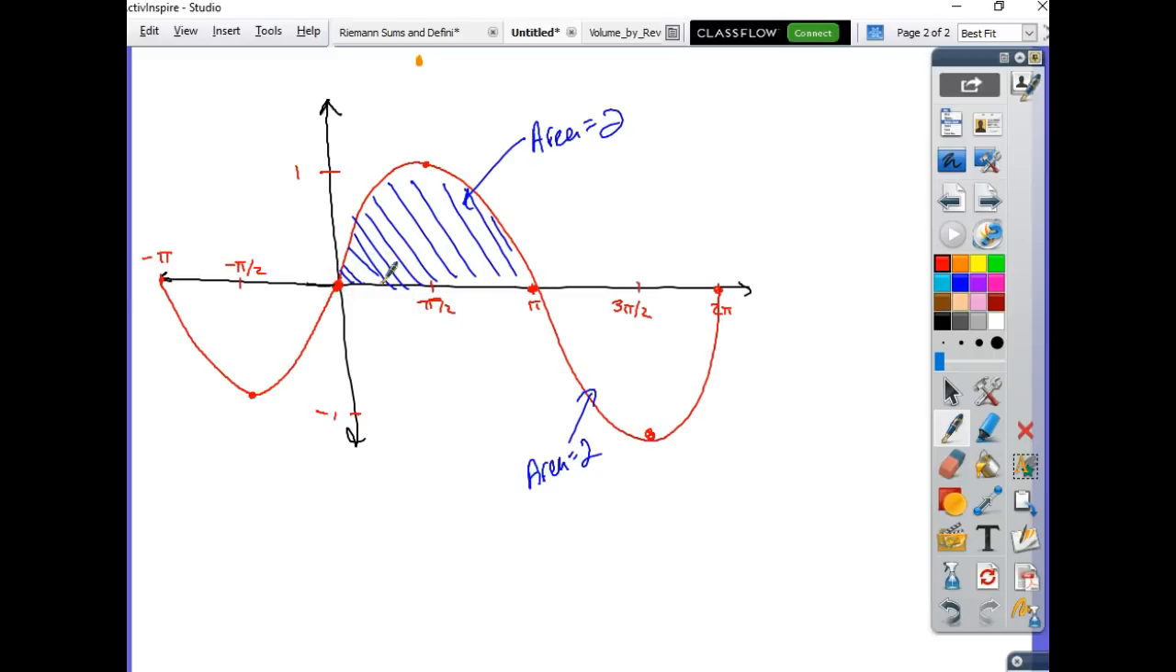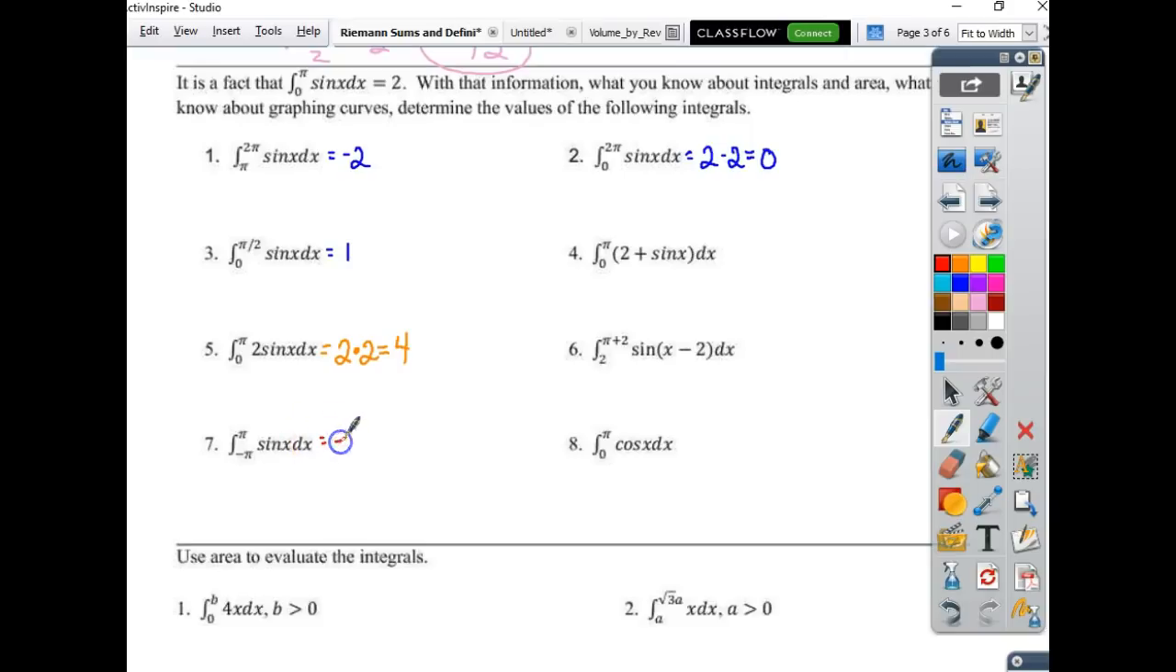But wait, this region is the same thing as this region. So if I go from -pi to pi, I start with an area of 2, right? We would say that this right here would have an area of -2, and then we'd add to it a +2, and we would say that we would have a net integral of 0 once again.